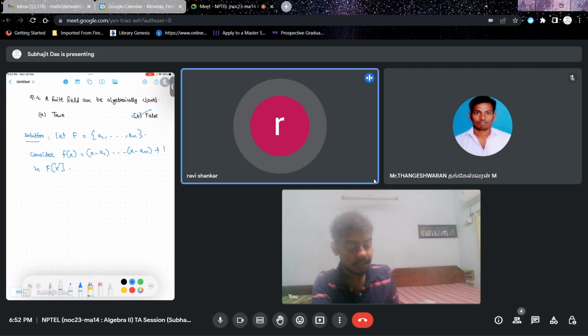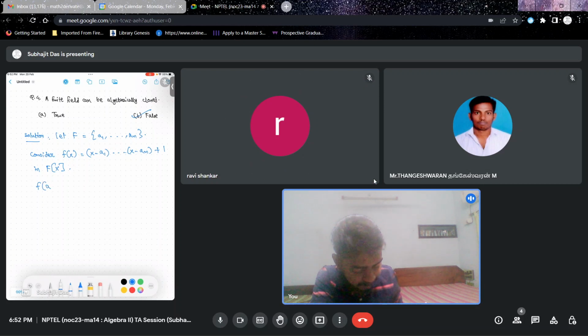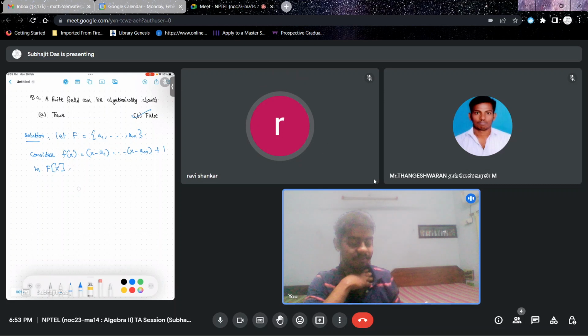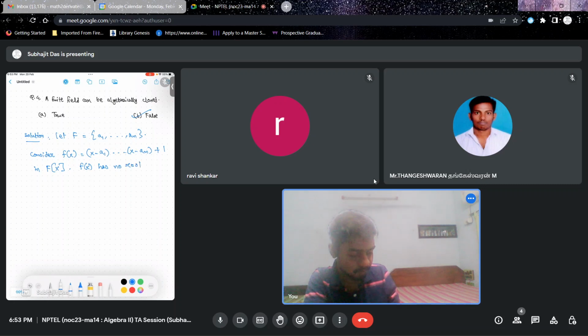Yes. So assume if a_i is a root, then f of a_i will be 0, right? But what is f of a_i? f of a_i is 1, right? So 1 will be equal to 0, which is impossible. So f(x) cannot have any root. So f(x) has no roots in capital F. And thus we have found a non-constant polynomial over capital F which has no roots in capital F. And that means capital F cannot be algebraically closed, right?